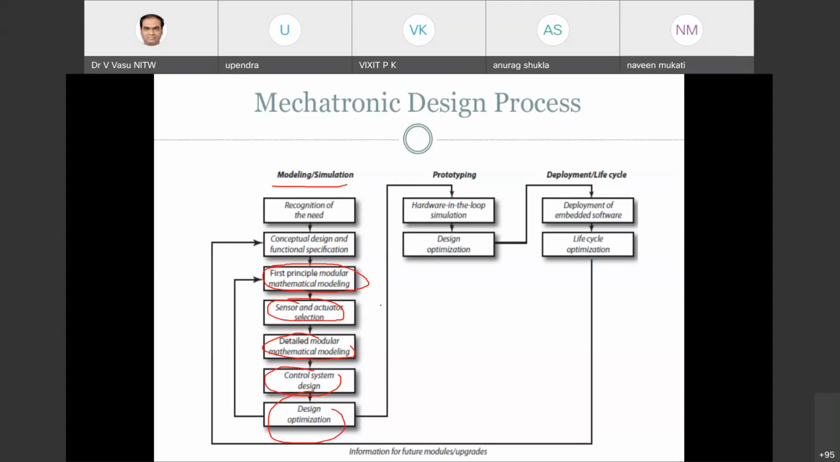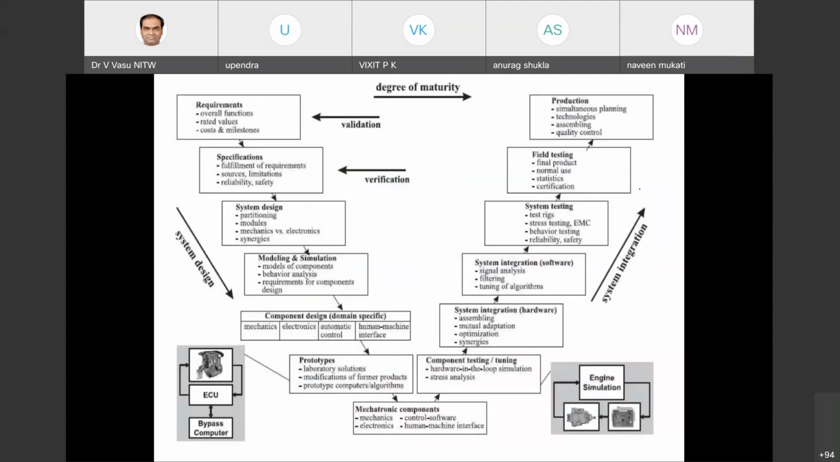Once this has been done, if any changes are required, it will go back to the first conceptual design step, and then we go for the hardware-in-the-loop simulation. I already explained what hardware-in-the-loop simulation is, where the software simulation can be incorporated with real-time sensors and actuators. Once they have been designed, design optimization is done, and then we go for the deployment of the embedded software. That is how the total design process is done in a mechatronic system.